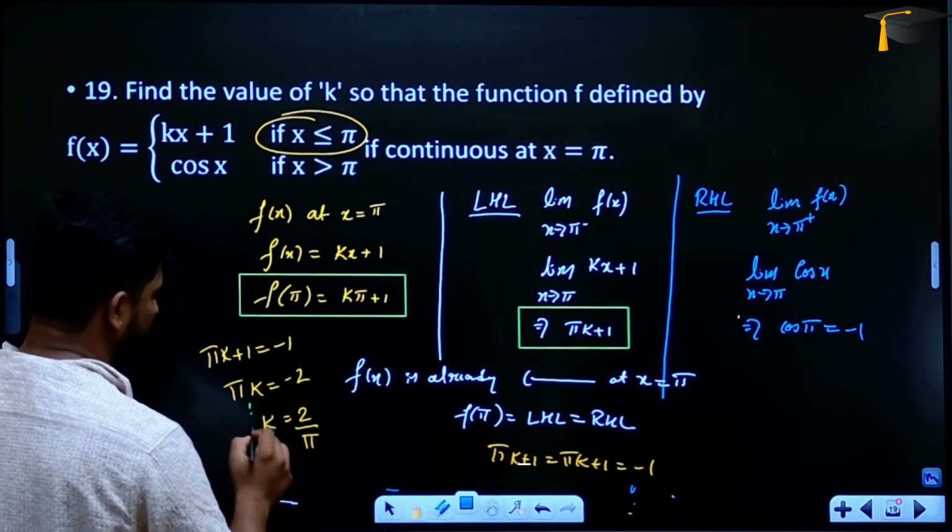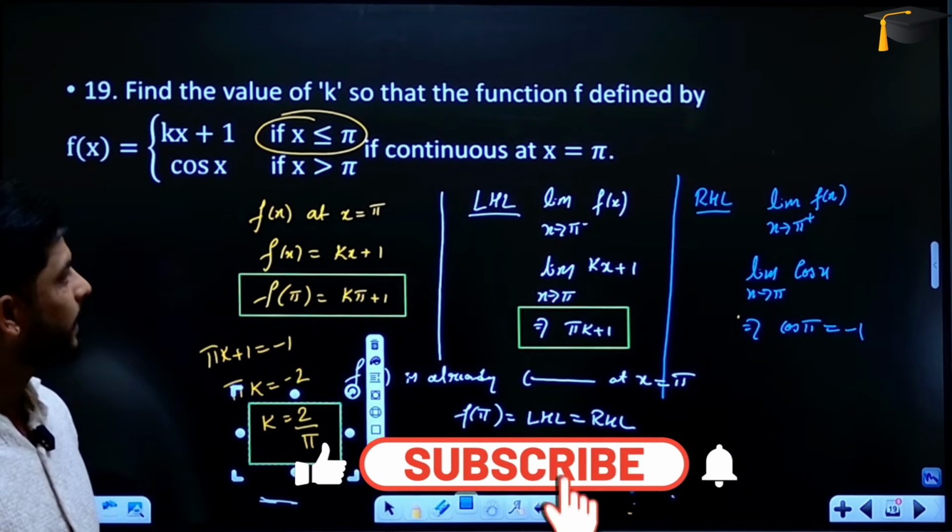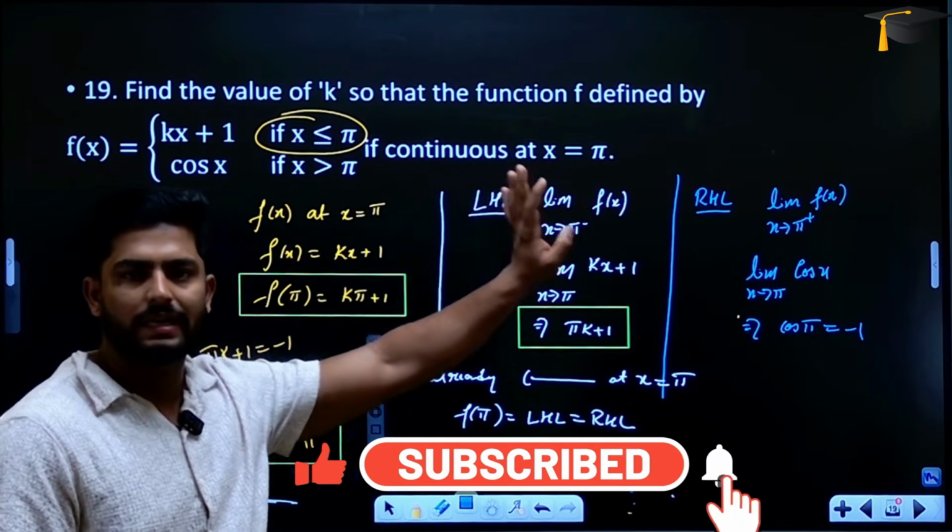So this is the final answer, minus 2 by pi. Okay, so to do this much, you will get 3 marks.